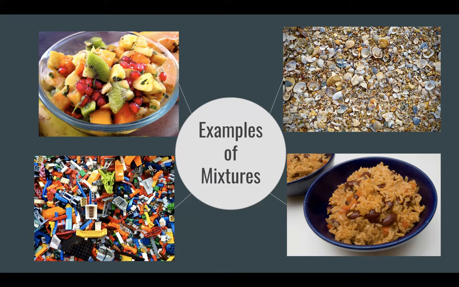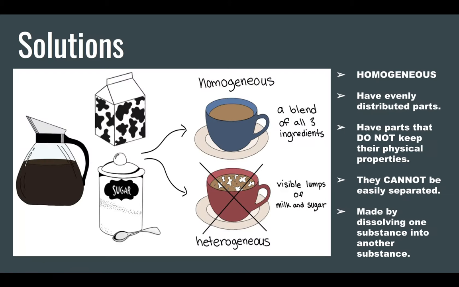Let's talk about some more obvious examples of mixtures. Fruit salad. You can see all the different parts. Shells. I could probably sort them all out and categorize them. There are those Legos. Each Lego is keeping its own individual properties. Beans and rice. I can see all the different parts of the beans and rice.